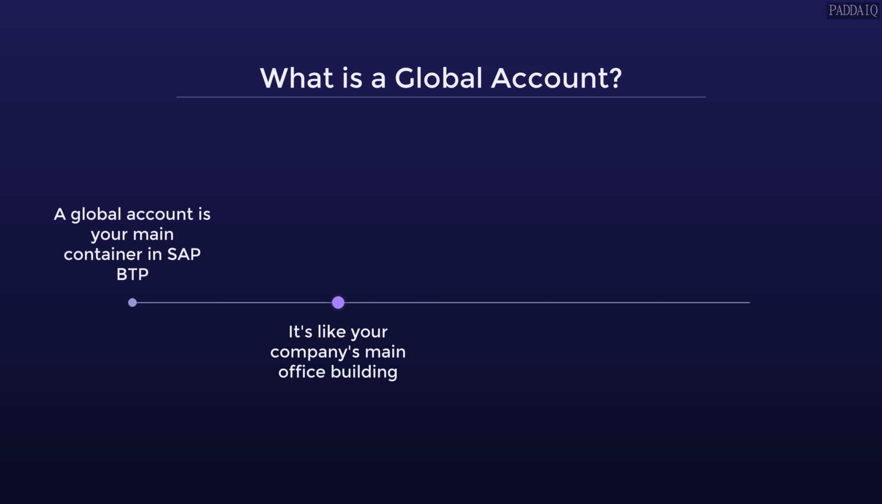It's like your company's main office building. This is your central space on SAP BTP where all your cloud resources and projects are organized. For instance, a retail company uses it to manage separate development, testing, and production environments. This global account is the foundation for all your activities in the cloud. Everything you do in BTP starts here.